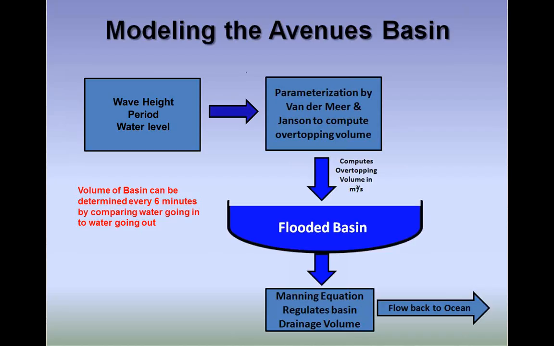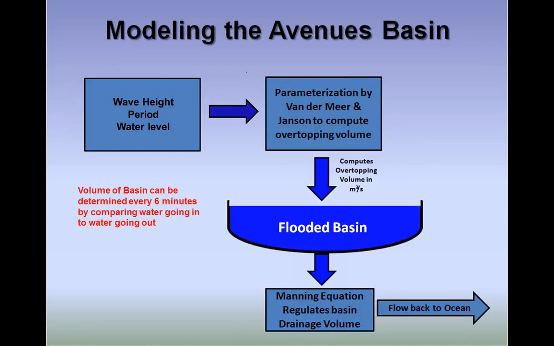And the idea of this model is to take the information coming in from the nearshore wave model, the wave height, period, water level, feed it into the parameterization. The parameterization predicts the water coming over the seawall and going into the basin. We use the Manning engineering equation to compute the flow value of the drainage system. So we know the amount of water going in, the amount of water going out, so we can determine the level of the water in the basin at every interval from the data logger.